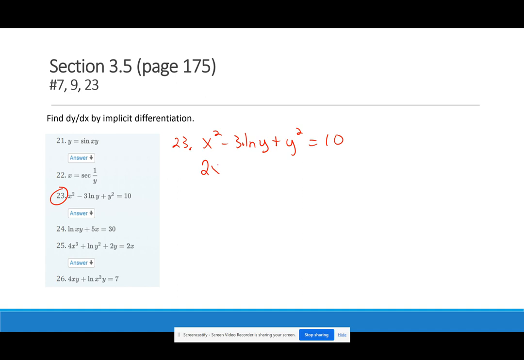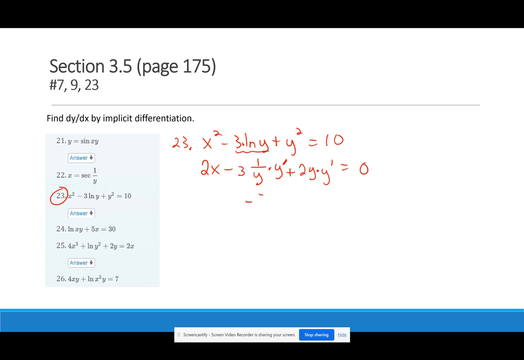So the derivative of x squared is 2x. The derivative of the natural log of something is 1 over it. I'm just going to bring the constant down. I'm going to do 1 over y, but then y is a function of x, so I need to do the derivative of it. I need to do the chain rule. Remember, think of y as being something like 2x plus 5. You'd have to do the derivative of that. All right, and then y squared would be 2y times y prime, and the derivative of 10 would be 0.